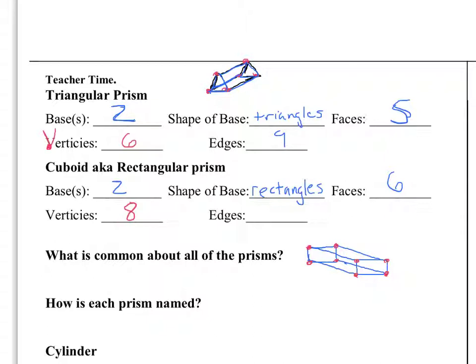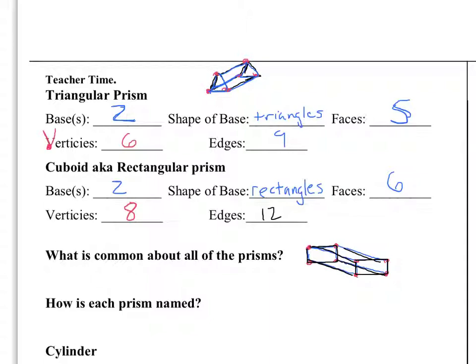If I'm trying to find the number of edges, I think about those lines that I had to draw. So I can see that for this rectangle, for the two bases, I drew 1, 2, 3, and 4. For the other base, 5, 6, 7, and 8. And to connect them, 9, 10, 11, and 12. So this shape has 12 edges. All right? So that's our rectangular prism.